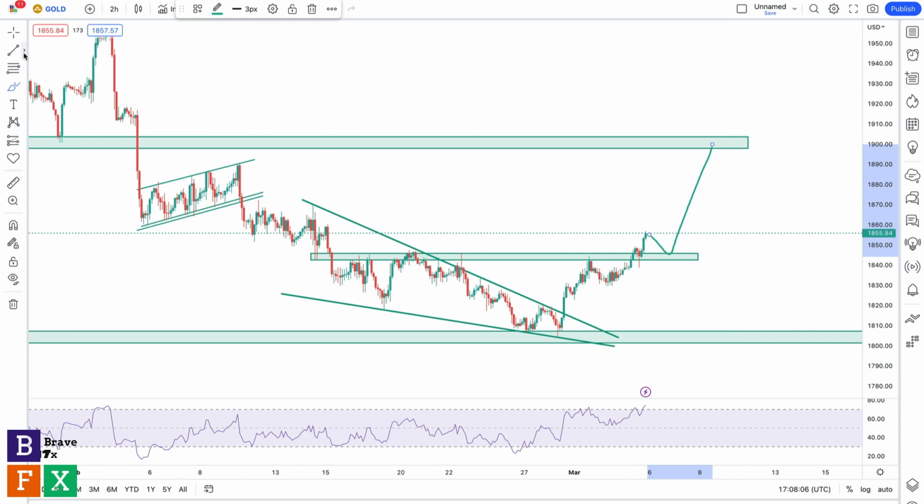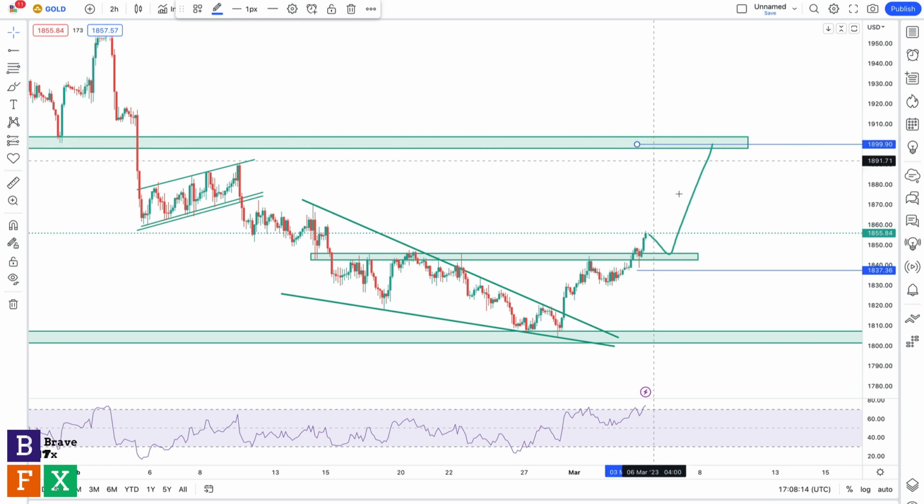Before I move on, stop loss is going to be below this area of value, and take profit is going to be around this area of value. This is going to be my outlook for gold for those who aren't in on the trade yet. So watch out for this and trade accordingly with good risk management.